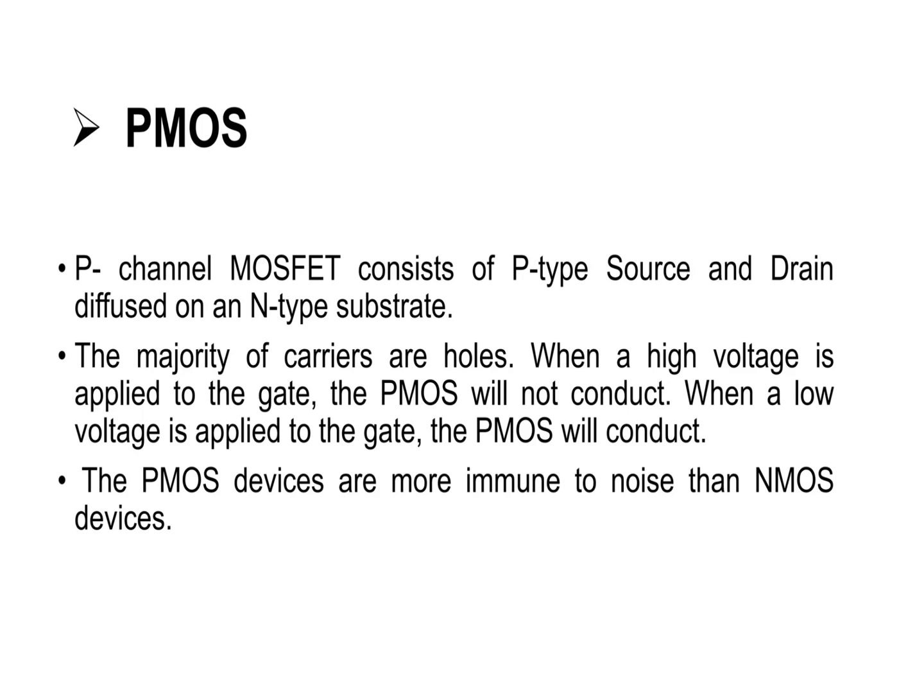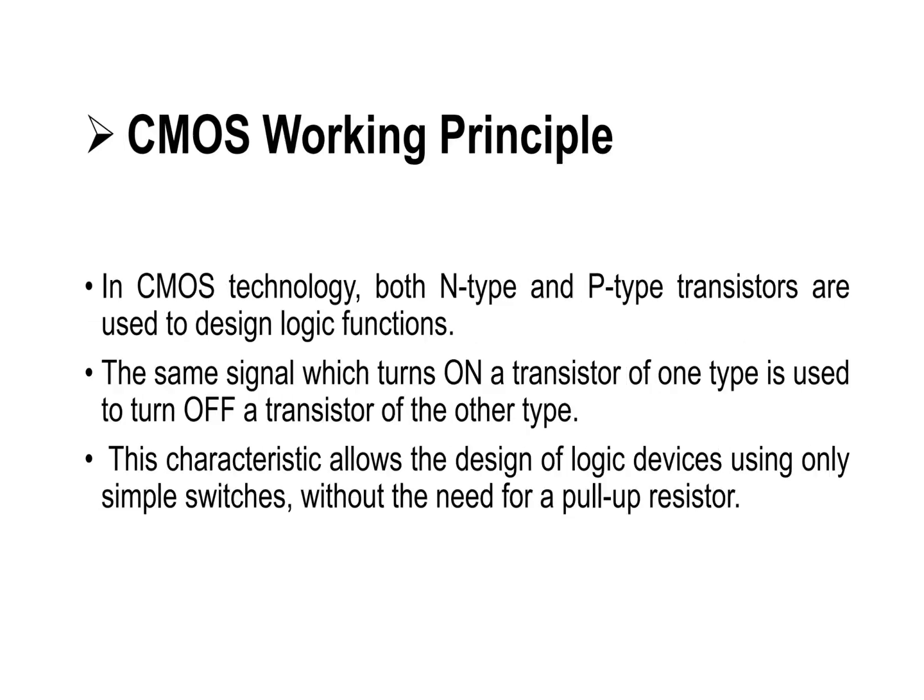PMOS, the P-channel MOSFET, consists of p-type source and drain diffused on an n-type substrate. The majority of the carriers are holes. When a high voltage is applied at the gate, the PMOS will not be conducting, and when a low voltage is applied at the gate, the PMOS will be conducting. That is, when 0 is the input, PMOS is in the on state, and when 1 is the input, PMOS is in the off state. PMOS devices are more immune to noise when compared with NMOS devices.